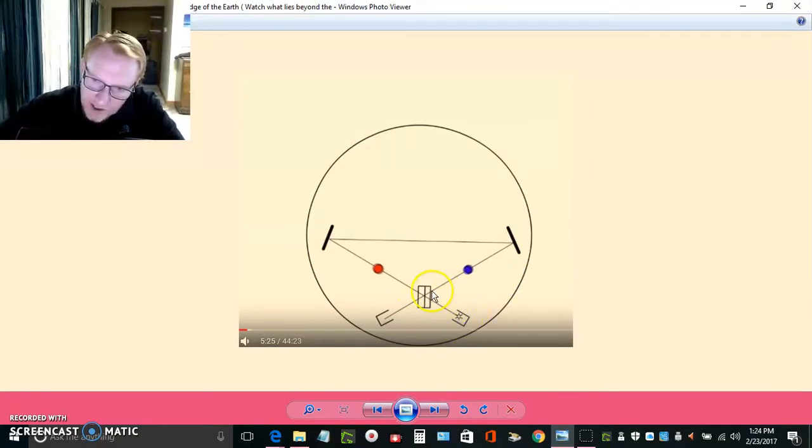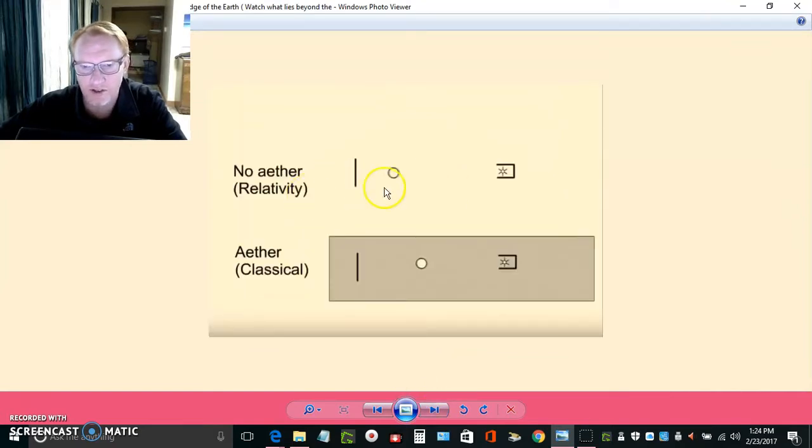So what they do is they send the light out here, and it separates right here. And as the table's turning, if it's not turning, they come back equal. No problem. If it's turning, then it shows a difference. It shows an ether. Just like this here. This would be no ether, and the ether classical. You take both light sources, and you actually move the light sources with the movement of the light, and what you'll see is there is an ether.